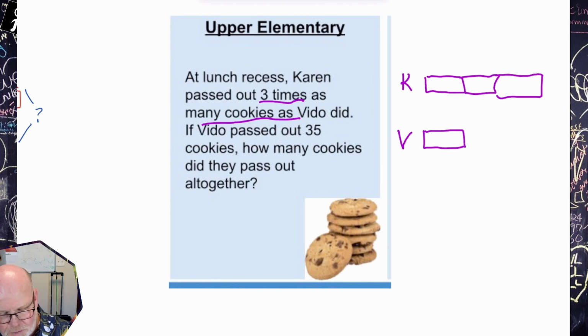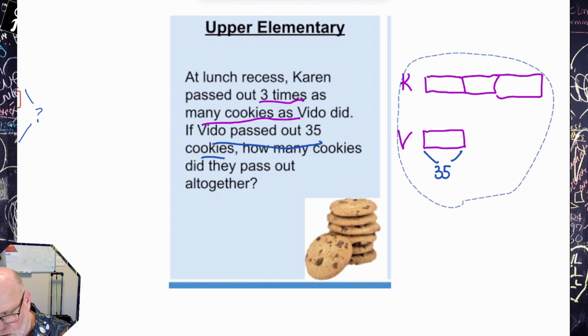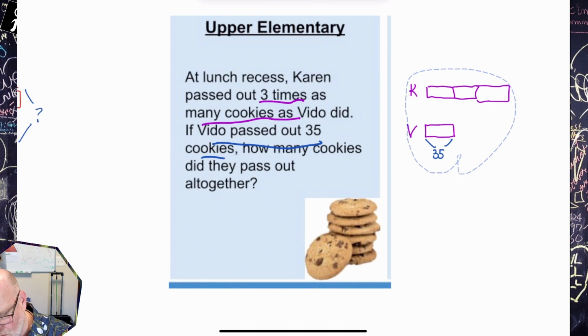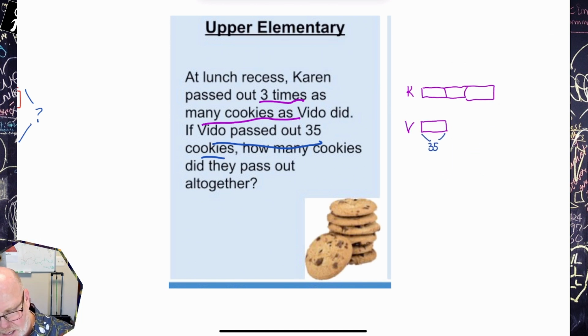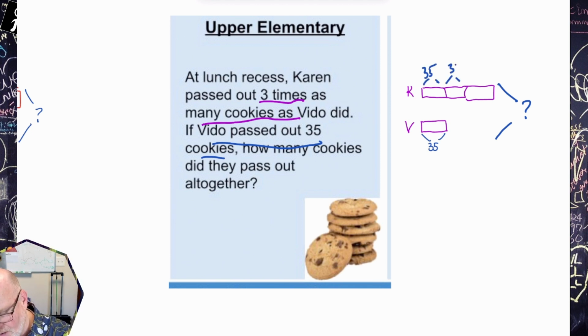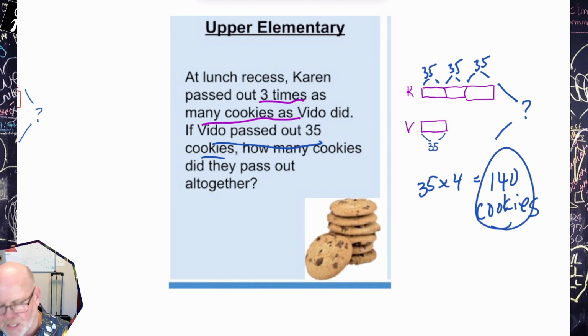And it says Vito passed out 35 cookies. So I know that this little thing right here is 35, and it asks how many did they pass out all together? That is going to be right here. Well, I know each of these is also 35. And so 35 times 4 copies of that is 140 cookies all together.